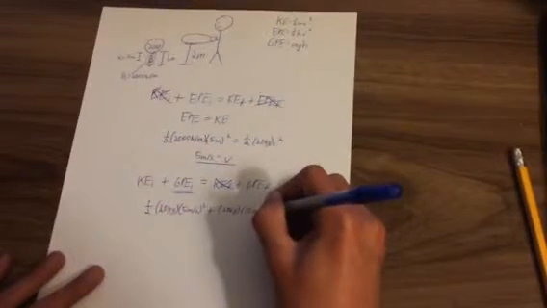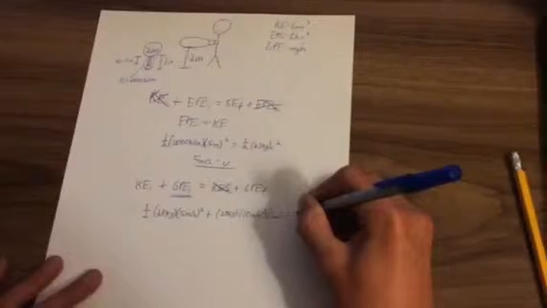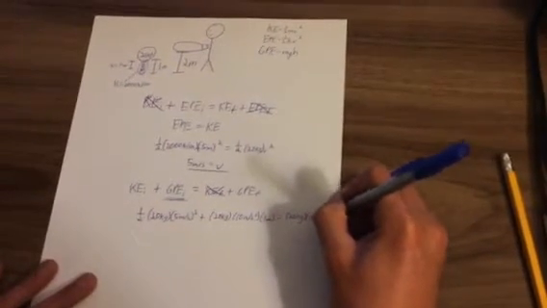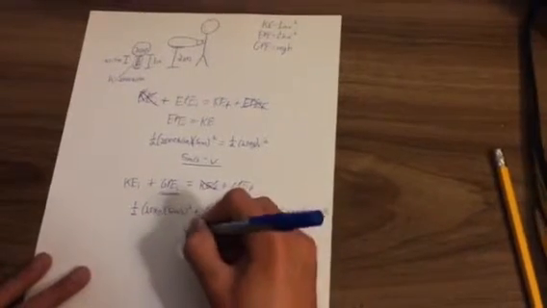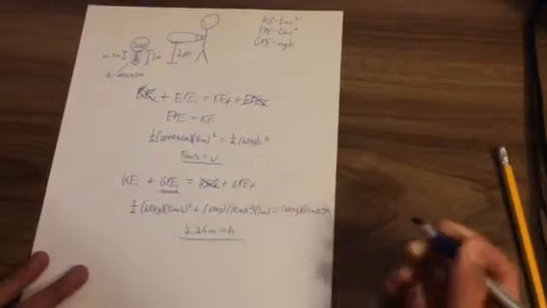So we're going to say 1/2 times 20 kilograms times 5 meters per second squared plus 20 kilograms times 10 meters per second squared times 1 meter equals 20 kilograms times 10 meters per second squared times height. And in the end, we find that 2.25 meters equals height, which therefore means it's high enough.